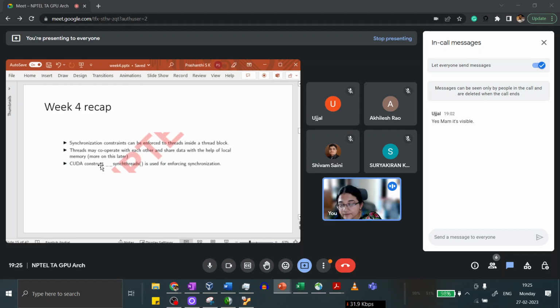When we talk about synchronization, we are talking about constraints that can be enforced on threads inside a thread block. And how is this done? Using the CUDA construct called sync threads. The second part, how threads share data and cooperate with each other, will come later in the course. For now, we will talk about synchronization from the perspective of how you enforce certain constraints on threads inside a thread block.